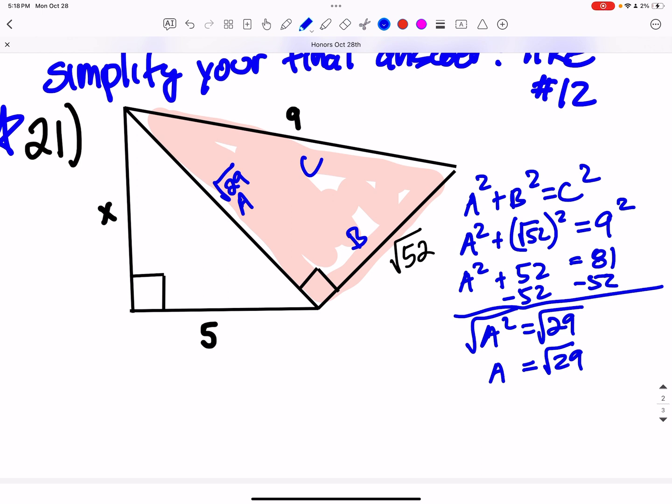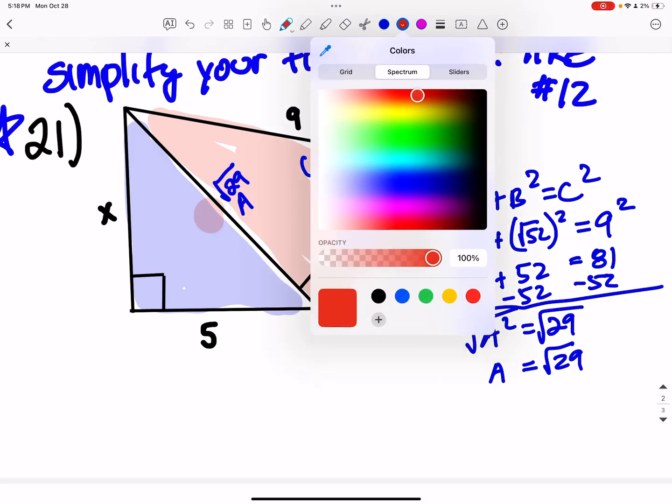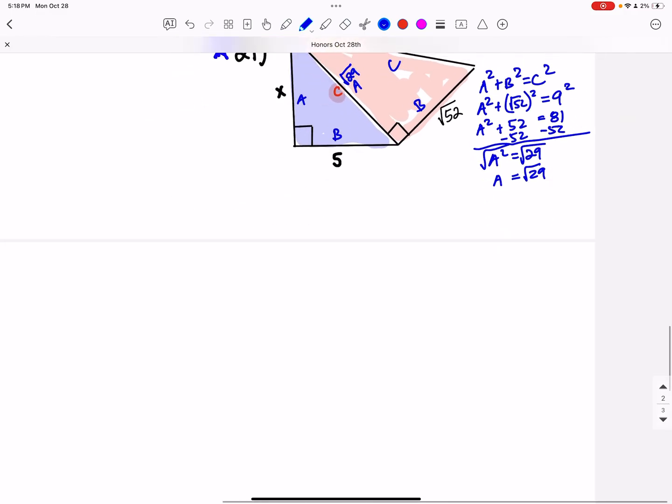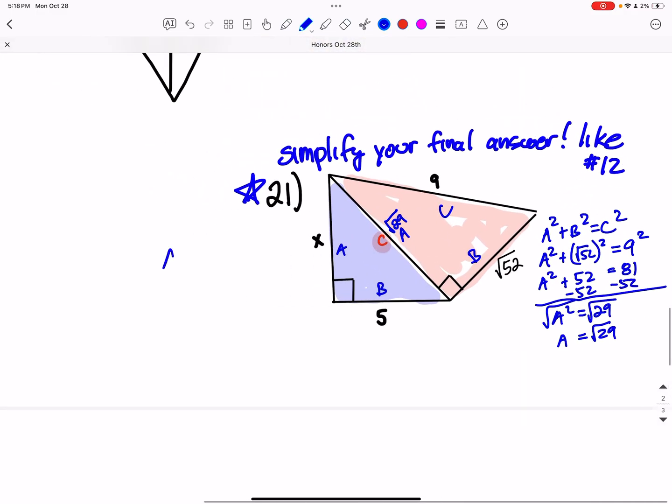Okay, now I'm going to move on to this triangle. And I know two of the sides now. On this side, the square root of 29 is the C side. It's the long diagonal. So the square root of 29 is the long side. The B is 5, and we don't know the A. So let's do this again. We'll do it over here. A squared plus B squared equals C squared. The A I don't know.